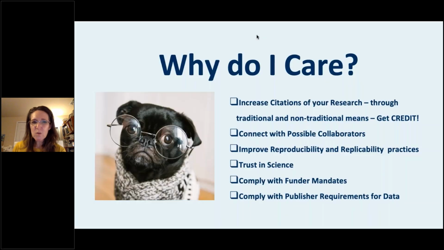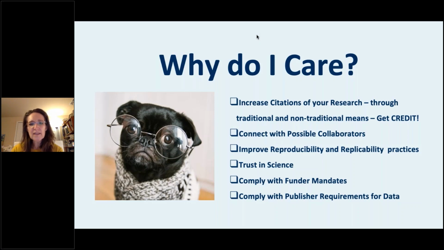So let's go on. Why is it that you care about sharing your data, sharing your software? Let's articulate that. It's important that you consider data its own research product and you cite it. You get credit for that citation, and we can work with you to make sure that you get as accurate a citation as possible. We'll talk about that in the next module.